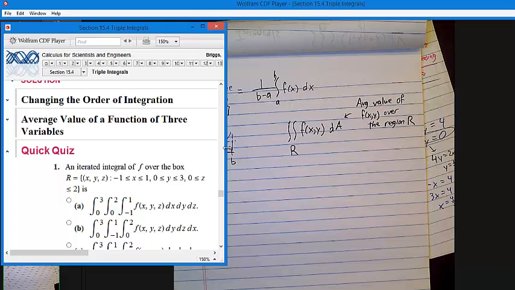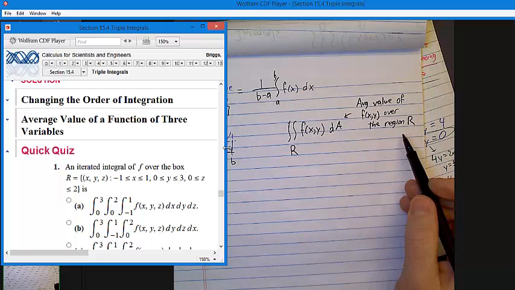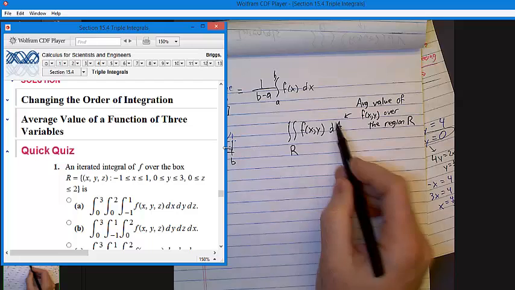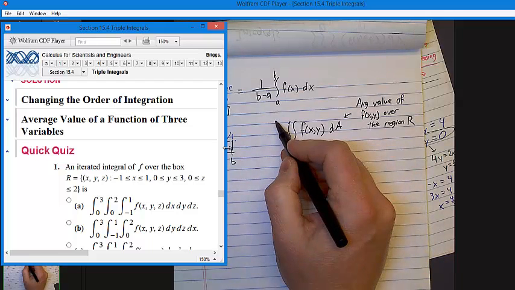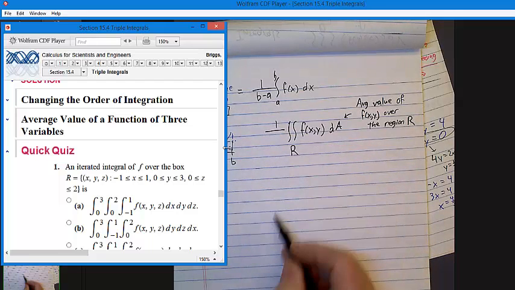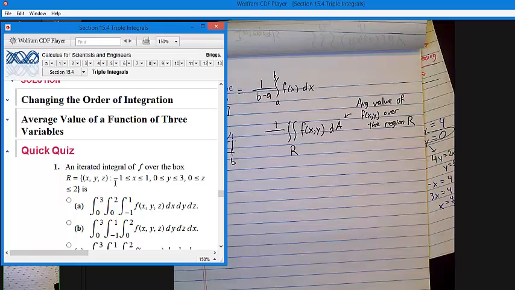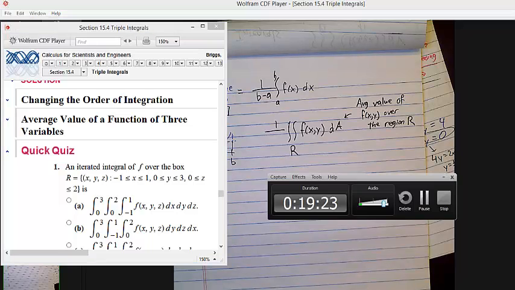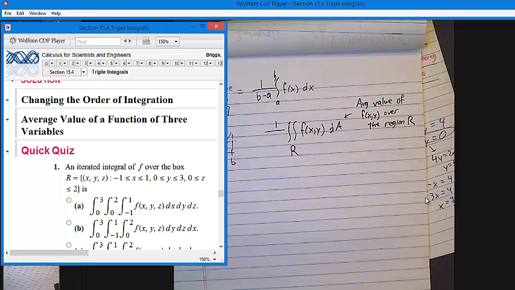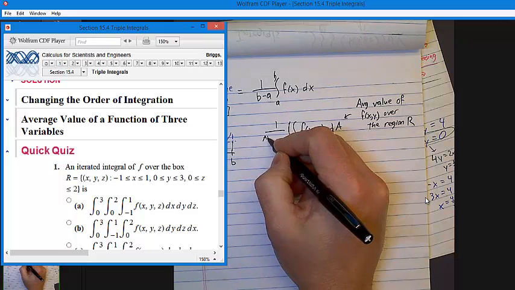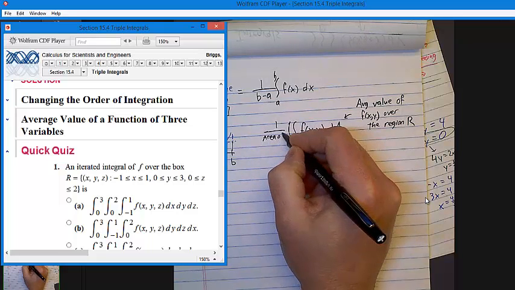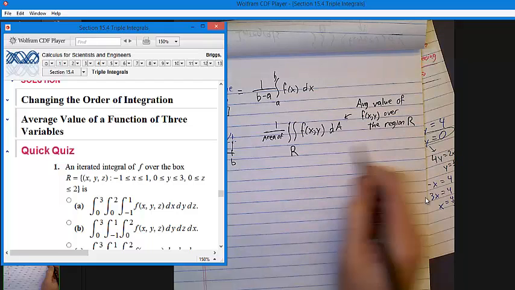And so what was the deal? Well, you integrate again, but then you multiply by 1 over what? We can't do b minus a anymore. This is going to be 1 over the area of what? Of R.